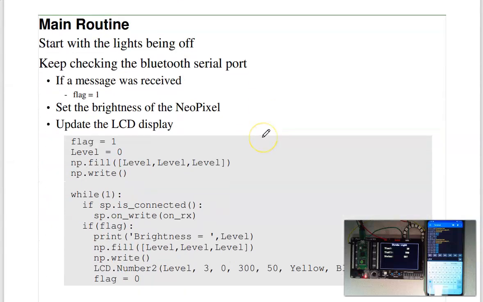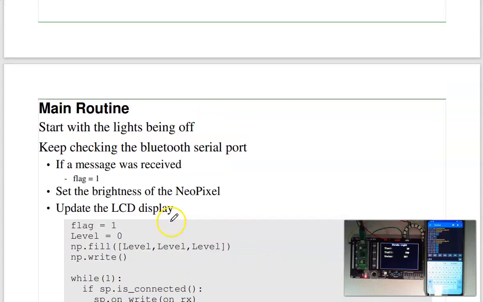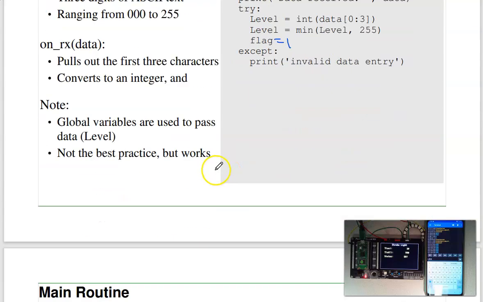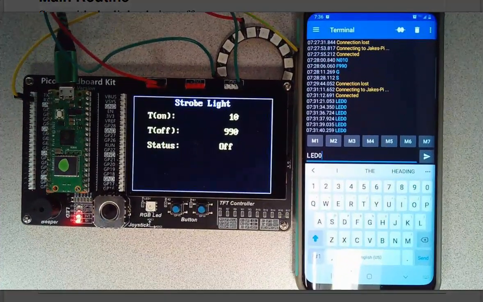Now what the main routine is going to do is check: if you're connected, send whatever data you received to the on Rx routine, and then check if the flag was set in the background, meaning it just received data. I will print on the console the brightness level. I will set the brightness of red, green, blue at the same level, which creates a white light with variable brightness. Write it, then write to the LCD display the current brightness levels, and clear the flag. So here's what that looks like.